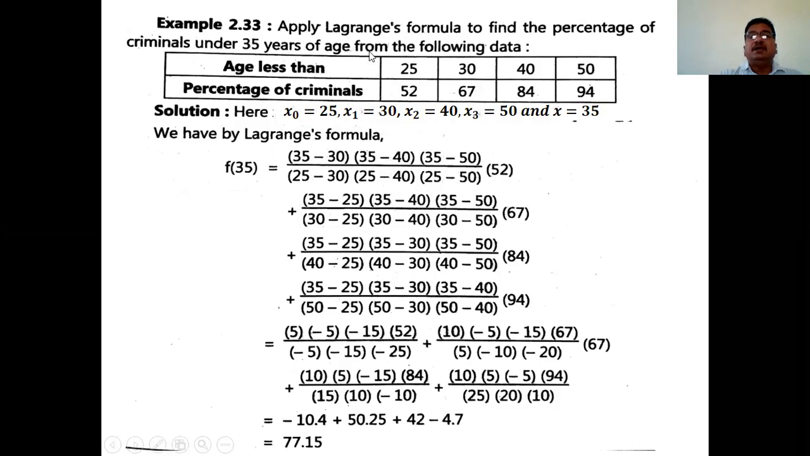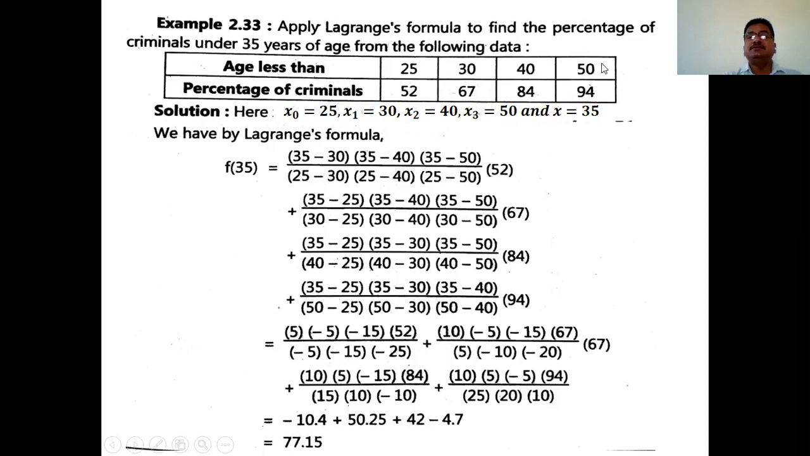The next problem: apply the Lagrange's formula to find the percentage of criminals under 35 years of age from the following data. So age less than 25, the percentage of criminals is 52. And if the age is less than 30, then the percentage of criminals is 67. Below 40 it is 84, and below 50 it is 94.